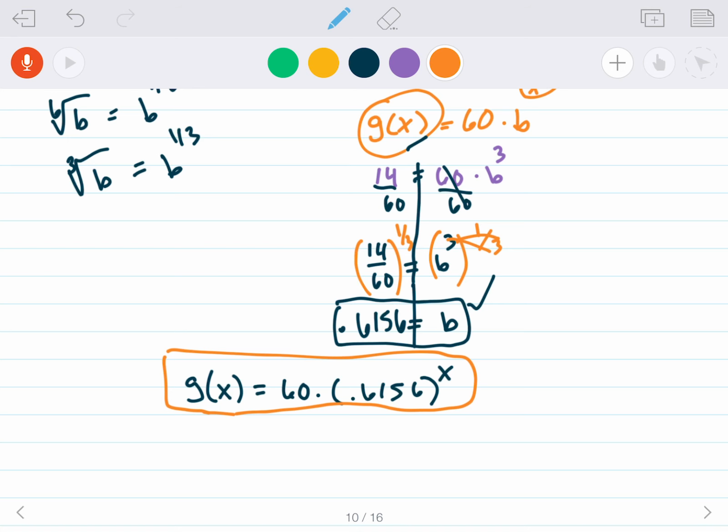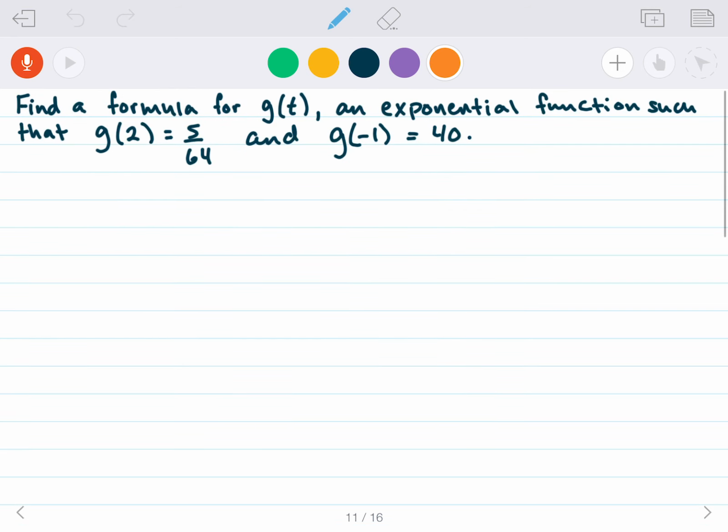And we know that because this is between 0 and 1. Okay, let's do another example. So we're given 2 points this time. Unfortunately, one of those points is not the y-intercept. So we need to set up 2 equations to figure out what our a and our b values are.